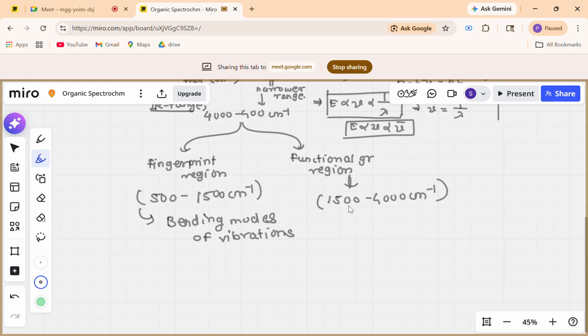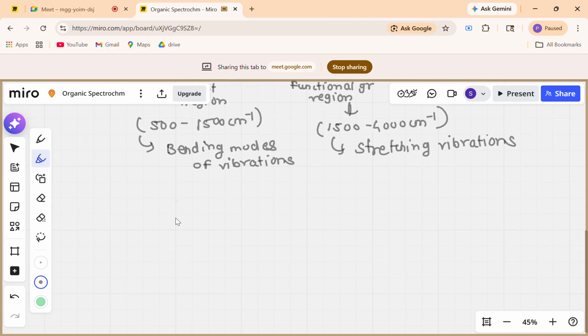Similarly, in the functional group region, the vibrational motions present in the molecule represent stretching vibrations. So stretching vibrations are present in the functional group region. This is basically the classification of the wavelength range in your IR spectra.